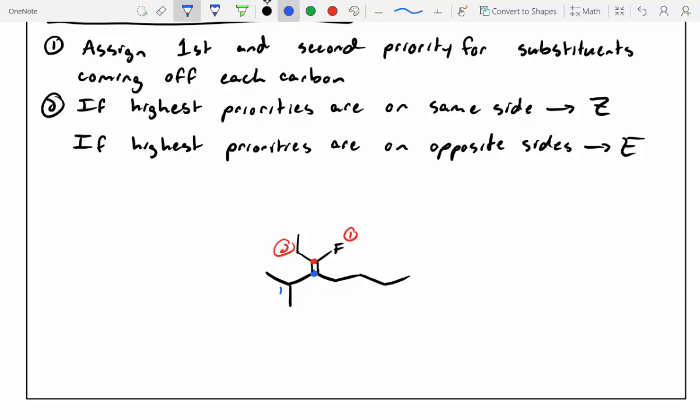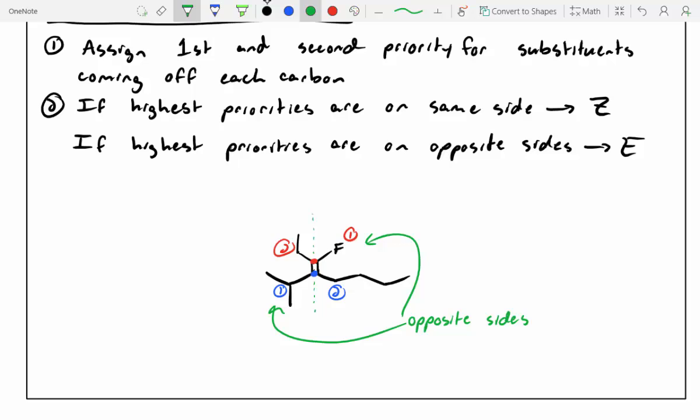Alright, so this would be priority 1, and this would be priority 2. Next thing I do is I draw an imaginary line down my double bond, and then I ask myself whether or not the highest priorities are on the same side or the opposite side. In this case, if we look at these over here and here, they're on opposite sides. That means that when we go to identify these, we need to choose the appropriate designation.